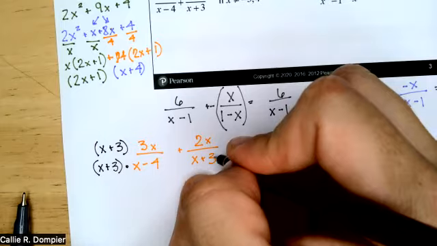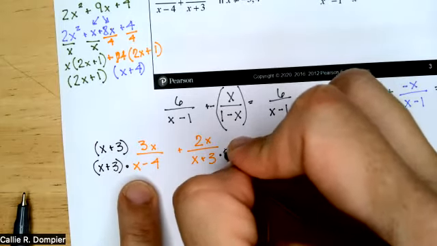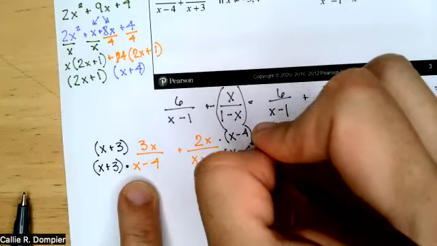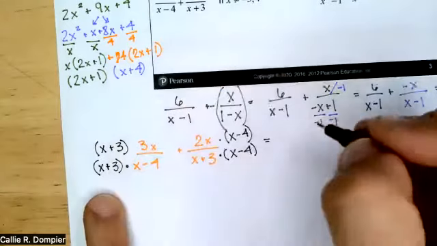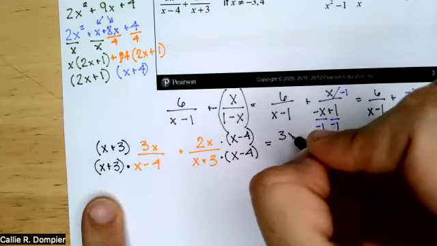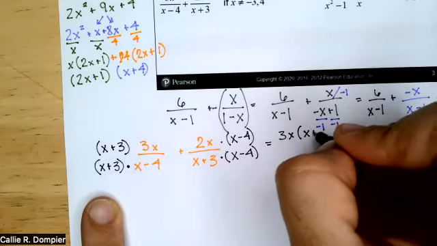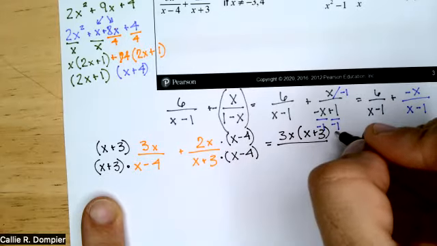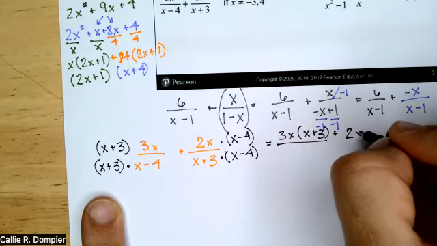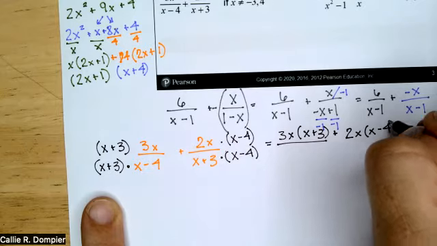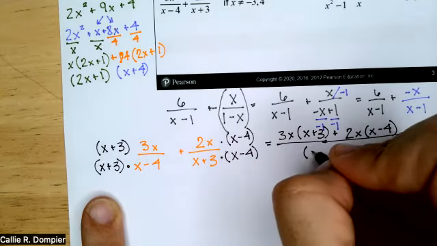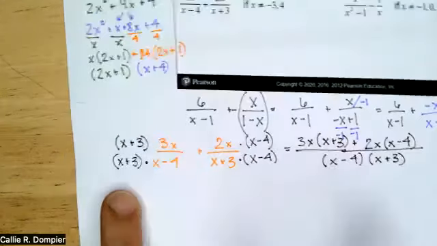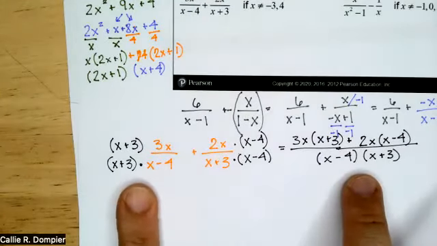Here, if I want my common denominator to be x plus 3 times x minus 4, then I need to multiply by x minus 4. 3x times x plus 3, plus 2x times x minus 4, over x minus 4 times x plus 3. And I know I switched the order of those, sorry. Not the way I had it written before.